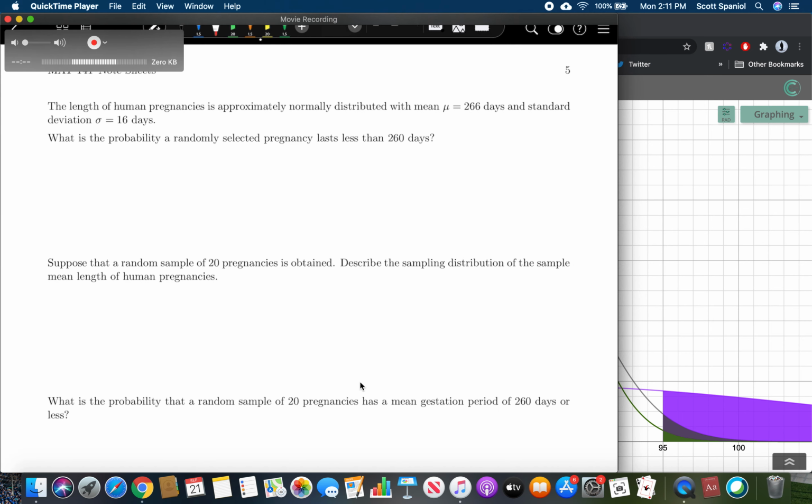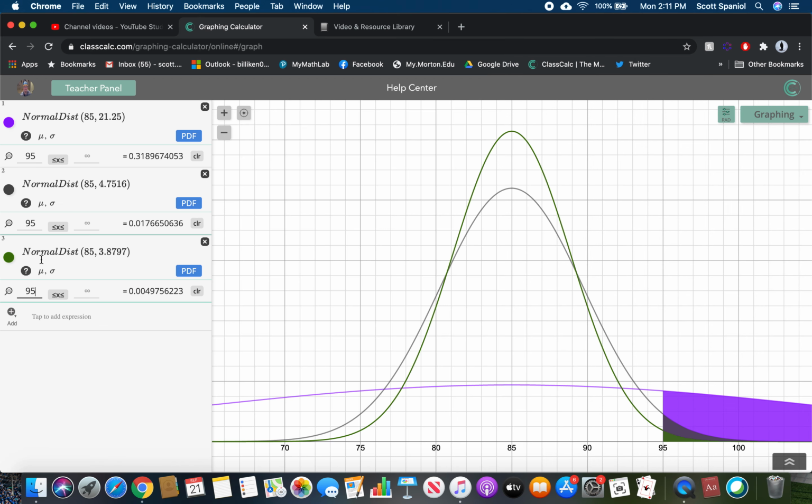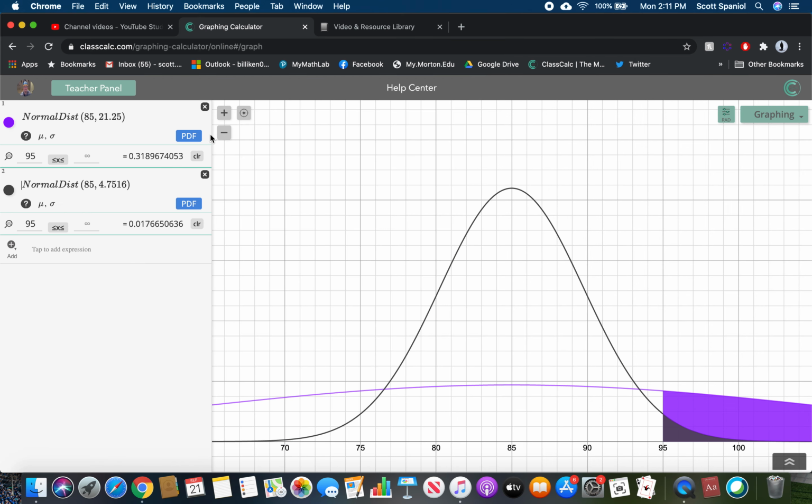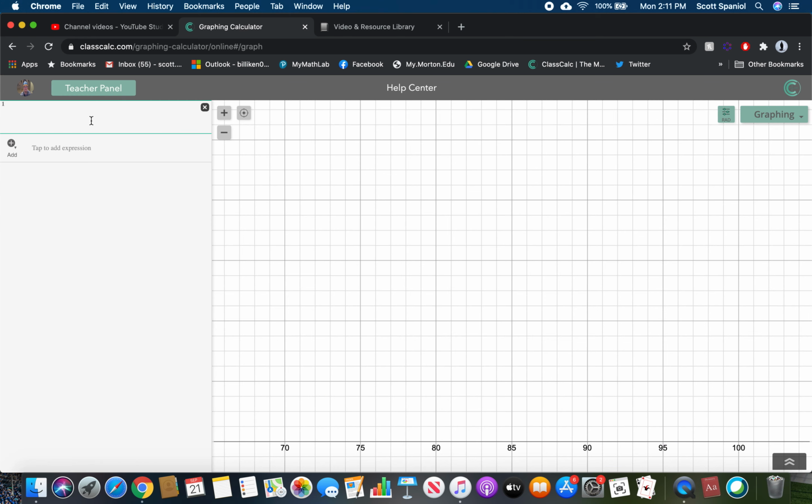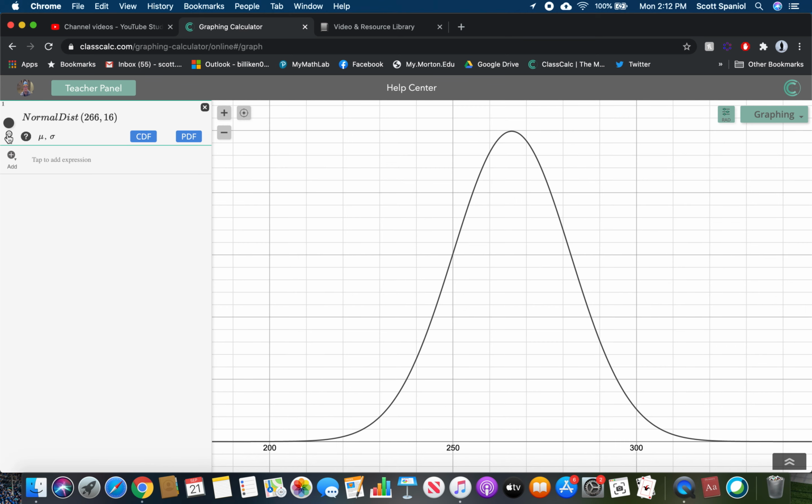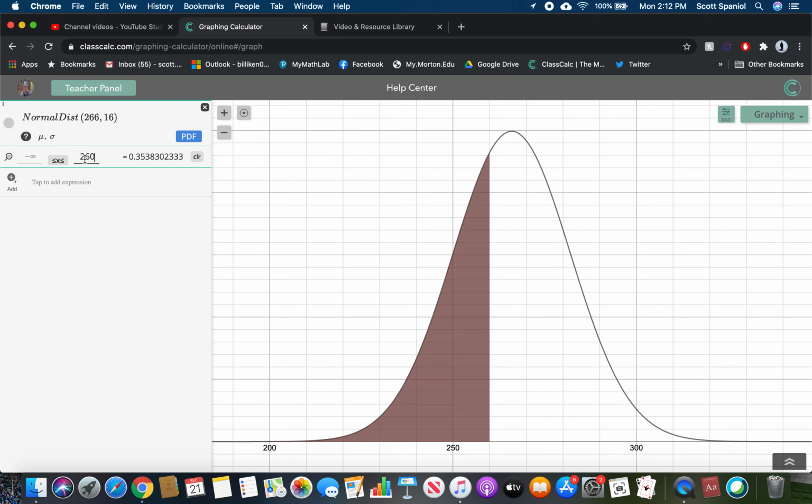Okay, so now that you've had a chance to try these, let's go ahead and go through the answers together. So we're going to start over with a new normal distribution, right? So a normal distribution with a mean of 266 and a standard deviation of 16 days. So that's our original. So what is the probability that a randomly selected pregnancy lasts less than 260 days? So that'd be X is less than 260. And so we get a probability of 0.3538.